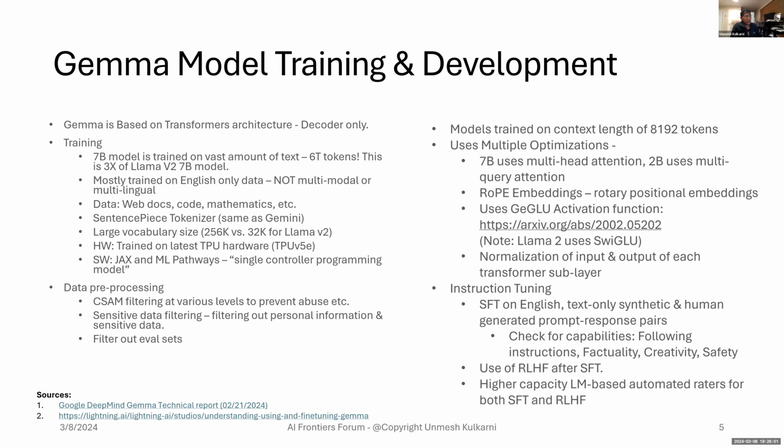But only English, not multimodal, not multilingual. So it's not trained on audio, it's not trained on images, videos, or anything else. The source of this training data has been mostly web documents, code, math, like standard code from GitHub repos, we are guessing, and math, etc. One of the reasons why we wouldn't call it fully open source is that you actually don't have access to the original data sets on which Gemma was trained.